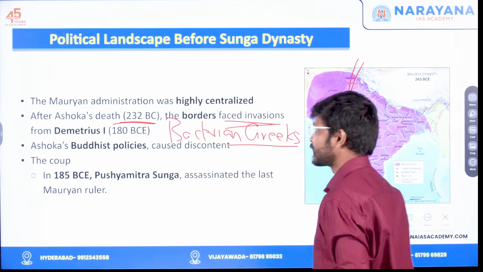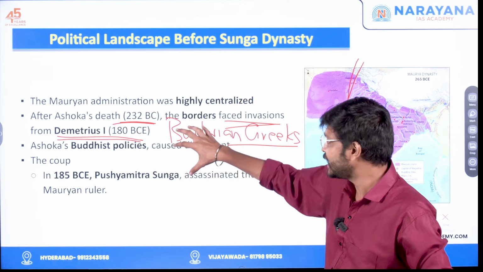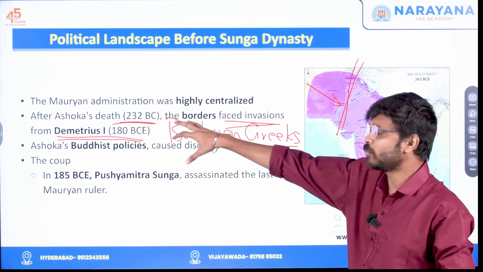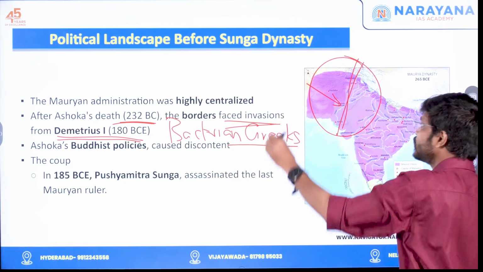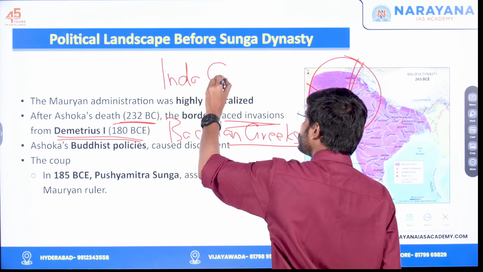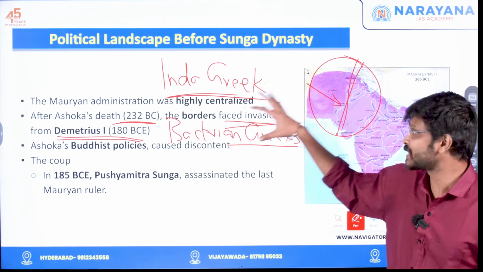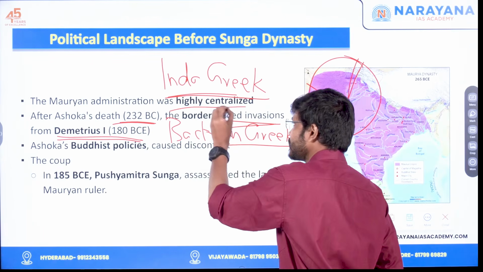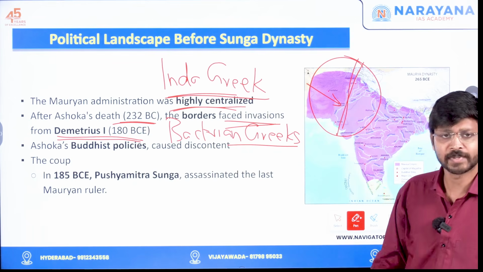In the Bactrian Greeks, the most important ruler is Demetrius I. He invaded the northwestern frontier of the Mauryan Empire in 180 BC, and he established the Indo-Greek Empire here. So that was one of the reasons which weakened this Mauryan Empire. One was that it was highly centralized. Another was that after Ashoka's death, the borders became very porous, especially the northwestern frontier.